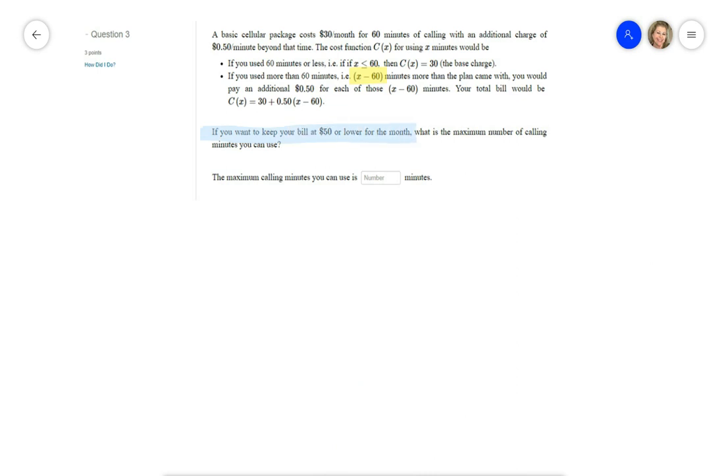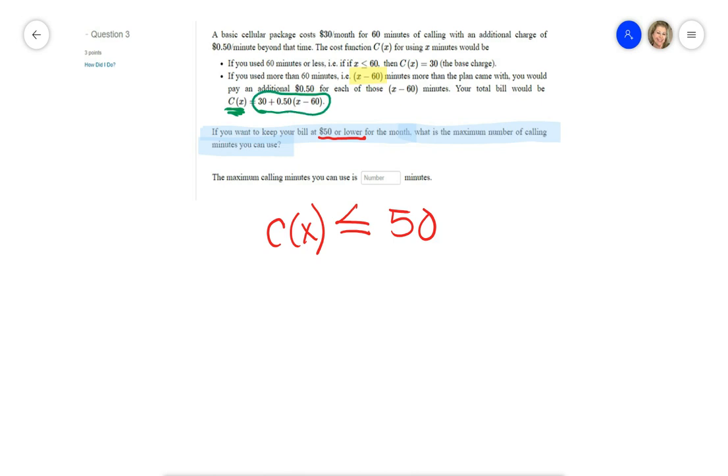Now the question is, if you want to keep your bill at $50 or lower for the month, what is the maximum number of calling minutes you can use? So you want C of x to be $50 or lower. That means C of x should be less than or equal to 50. And C of x is right here, and it is equal to this mess right there. So I'm going to put that mess where C of x is.